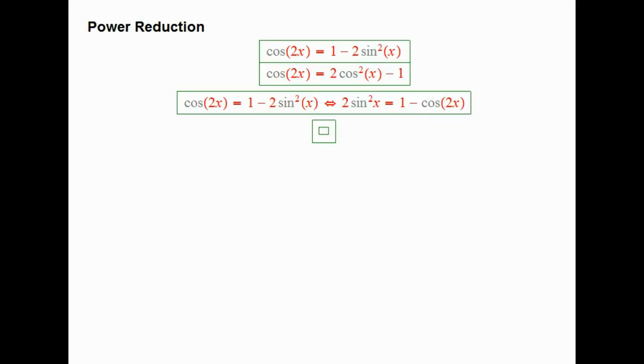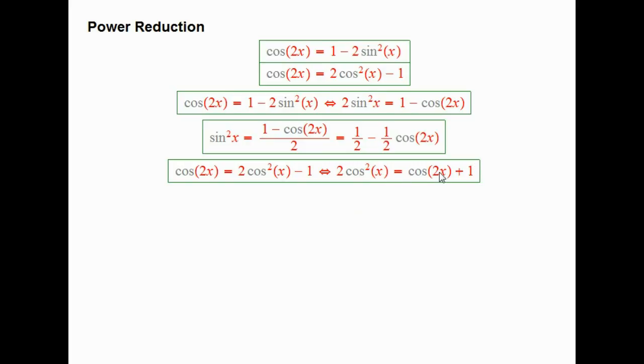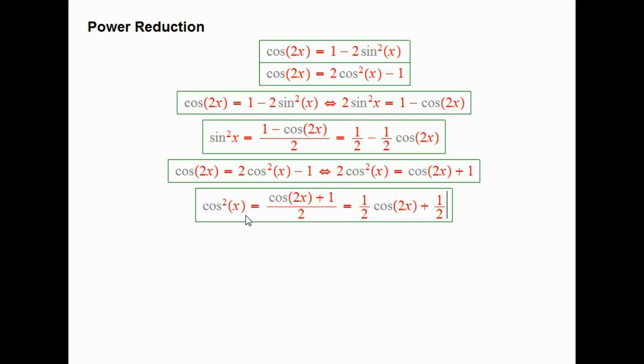Next, we are going to divide each side of this equation by 2, and we get that sine square of x is equal to (1 minus cosine of 2x) over 2, which then can be rewritten as half minus half cosine of 2x. Next, let's move on to the second double angle formula. Cosine of 2x is equal to 2 cosine square of x minus 1. Again, solving that equation for 2 cosine square of x, we get that 2 cosine square of x is equal to cosine of 2x plus 1. And then again, we are going to multiply each side of this equation by half, and we get cosine square of x is equal to (cosine of 2x plus 1) over 2. Expanding this, we can rewrite it as half cosine of 2x plus half.